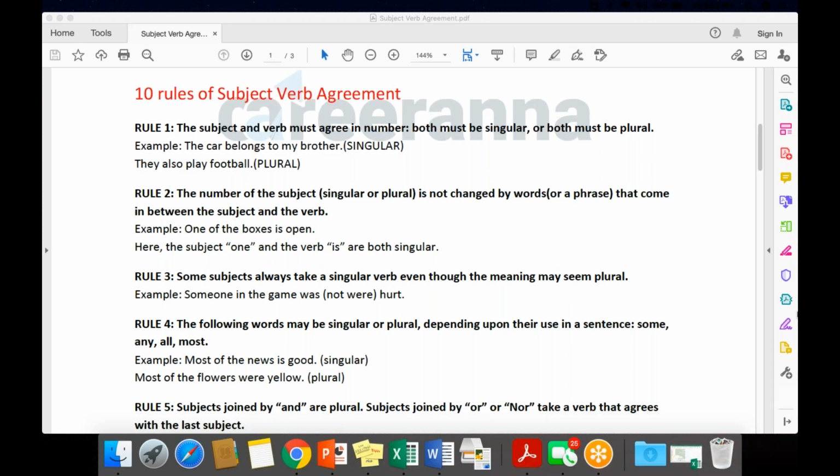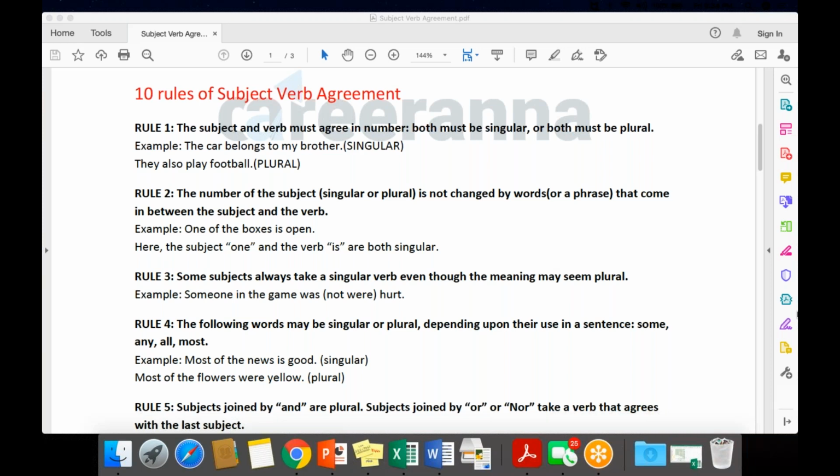I don't know what is most. Most could be 70%, most could be 80%, most could be 100%. I don't know. What I will do is, if I have a sentence which is starting off with things like most of the news or most of the flowers, I will have my verb follow the count of the word which is there after the word most. And this is true for any word like some, any, almost.